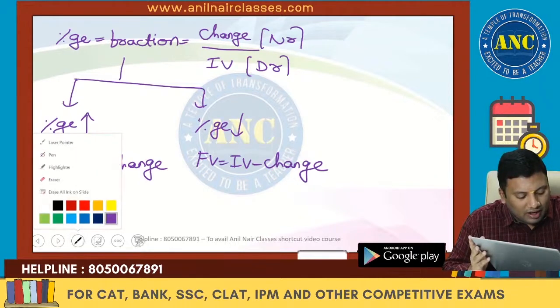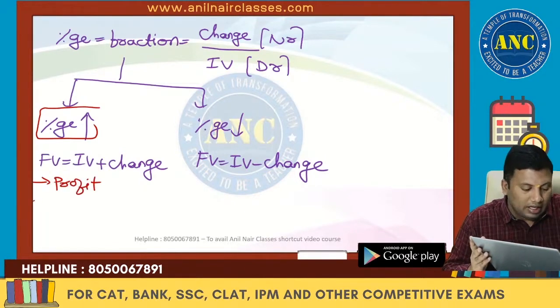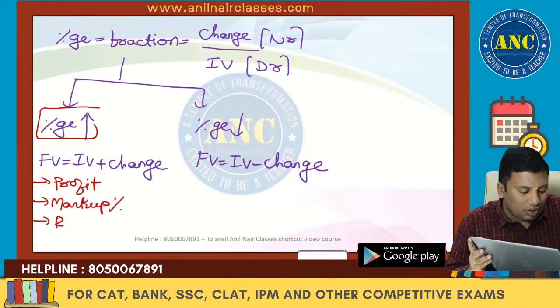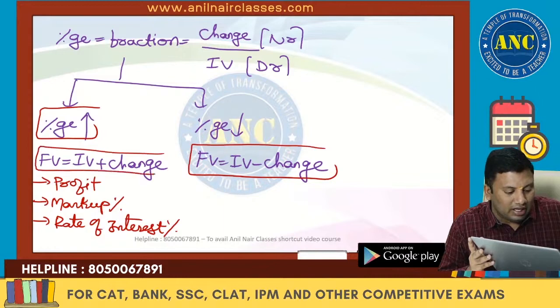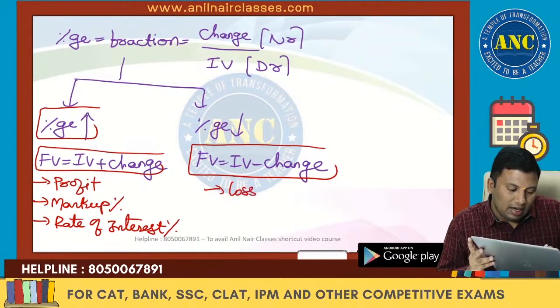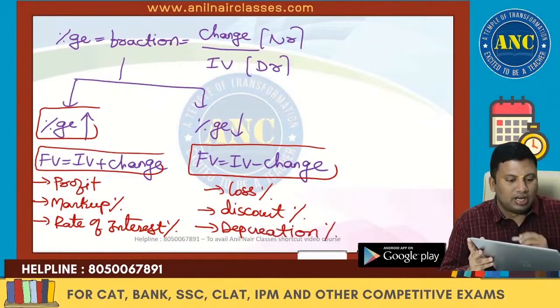In a lot of arithmetic related problems, a percentage increase could also be a profit, it could also be a markup percentage, it could also be a rate of interest. If there is a decrease, final value is initial value minus change. It could result in loss percentage, it could also be a discount percentage, it could also be a depreciation percentage.